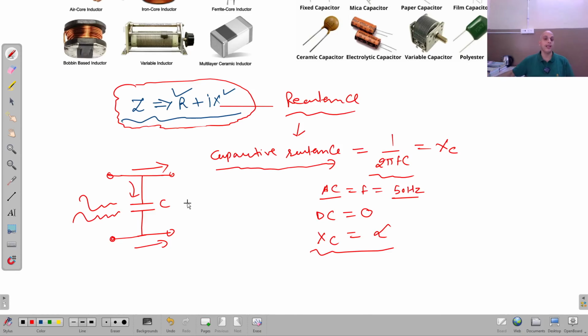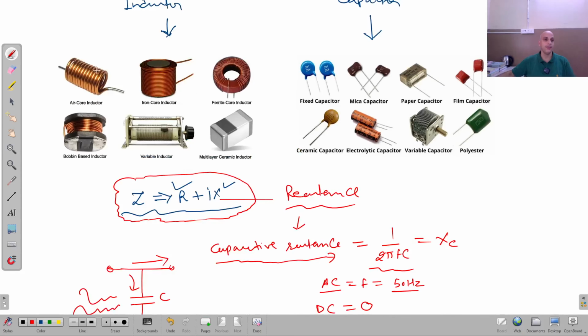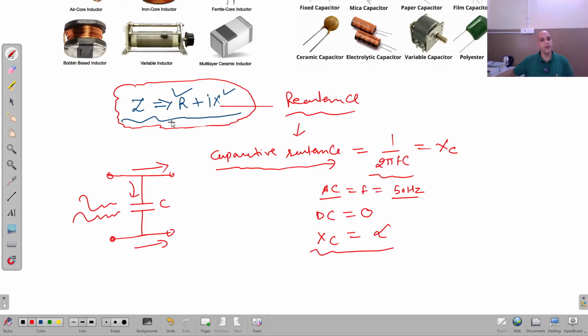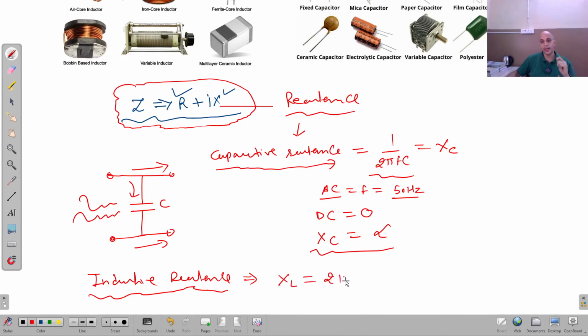Now let's look at the inductance. You can see here different types of inductors. We know very well for inductance, the inductive reactance, right? Inductive reactance means the opposition offered by this inductor to the flow of current through it. It is XL, and it is equal to 2 pi f L. f is the frequency of the signal, L is the inductance of the inductor.